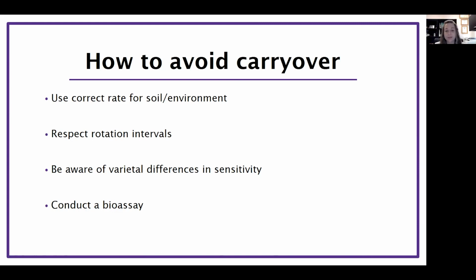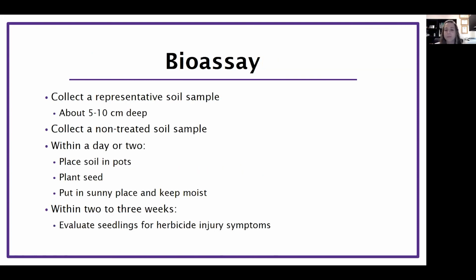And then the last item on the list here requires a little bit more effort, but it's to conduct a bioassay. If you're really just not sure, if you have concerns and don't know how to predict the likelihood of having problems from carryover, you can conduct a bioassay. And basically this involves going out and collecting a soil sample from your field of interest. So you're going to want to make sure, maybe you need to look at a couple areas, maybe think about the headlands where we might have overlap depending on the sprayer technology that you're using versus maybe a low spot in the field versus a high spot in the field. So you want to make sure that you're representing some of these areas.